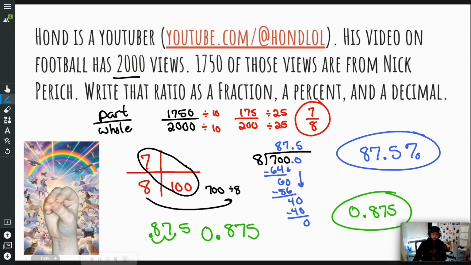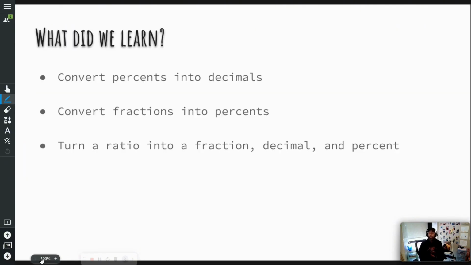That was a doozy. What did we learn? Well, we learned how to convert percents into decimals. We learned how to convert fractions into percents. And we learned how to turn a ratio into a fraction, decimal, and a percent.